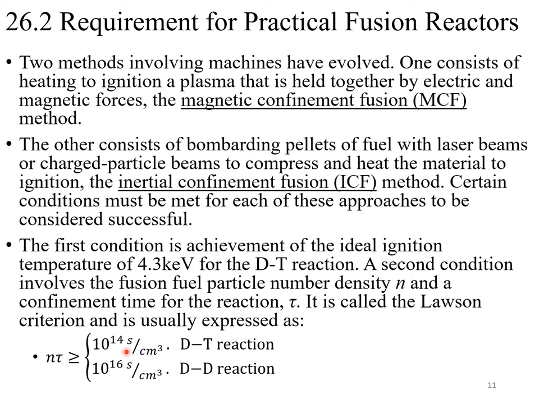It means that within a certain unit volume, you need to have a certain number of fuel particles, which means that the fuel density has to be high enough. On the other side, those fuel particles have to stay there for a certain period of time, that is, n times tau. We want both of these numbers to be higher in order to trigger those fusion reactions.